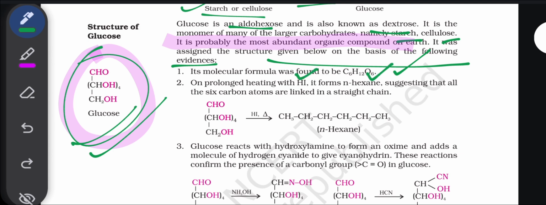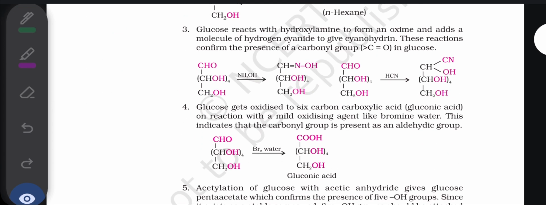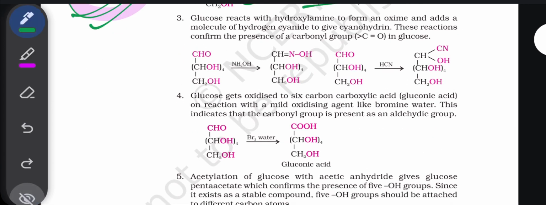Okay, all the bonds are broken and H is given to all of them, suggesting that all the 6 carbons are linked in a straight chain. So n-hexane is formed with HI on heat because HI is a reducing agent. Now, glucose reacts with hydroxylamine.